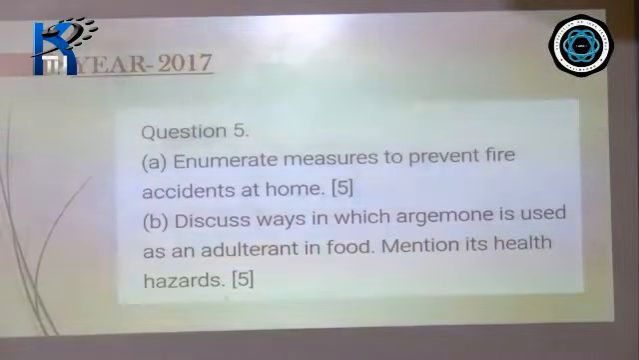Another question from this chapter had come in 2017: what would be the safety measures to be taken at home to prevent fire, again for 5 marks. Then argemone, an adulterant, is many a time mixed with mustard and used to make mustard oil, but it has a lot of health hazards, which was again asked for 5 marks.